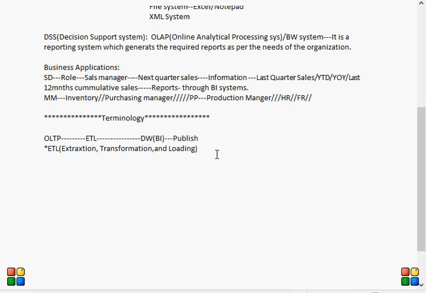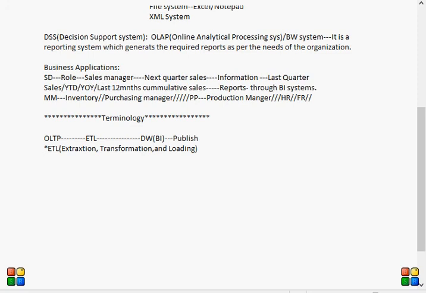If a sales manager wants to analyze the last 3 years of data, he would consider the OLAP system because it holds the historical data. Your OLTP system holds the real-time data, in general a maximum of 6 months.